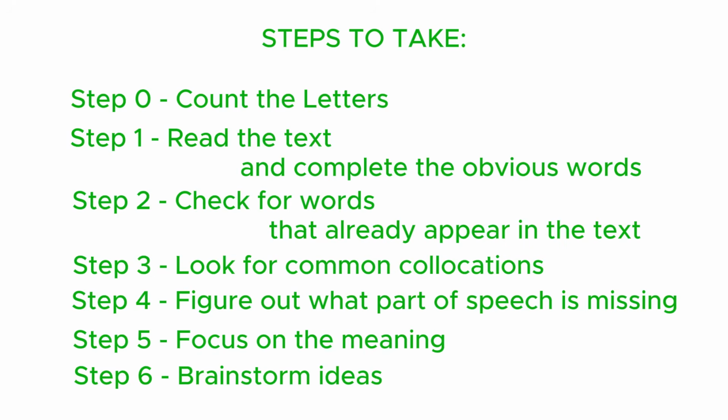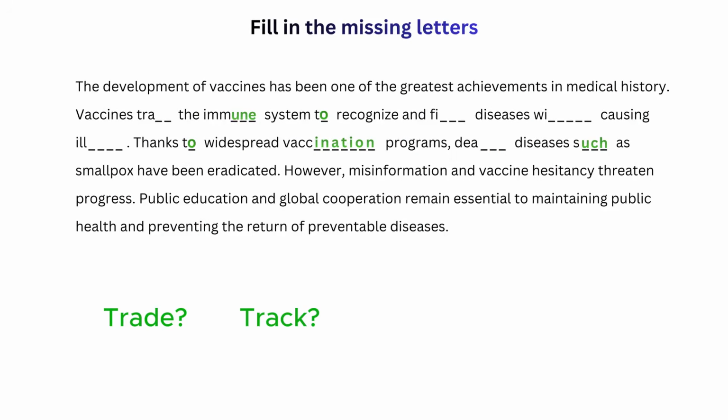Step 6. Brainstorm ideas. We know this is a verb. It means something similar to teach, and it starts with TRA, and 2 letters are missing. Possible options: trade, track, train. The correct answer is train. Vaccines train the immune system. This process might feel slow now, but with practice, you'll do this much more quickly in your mind.